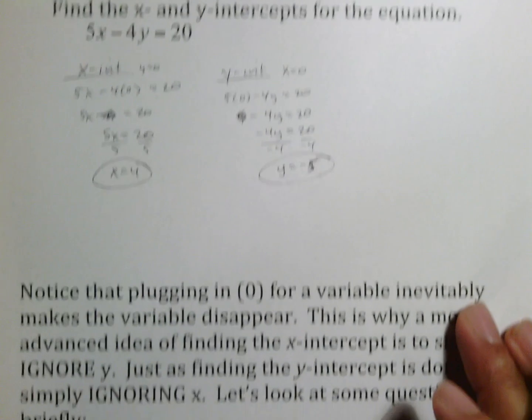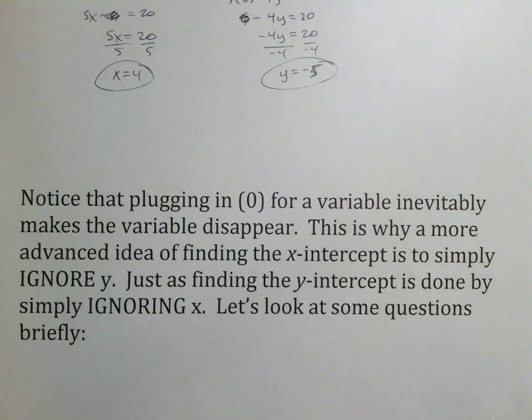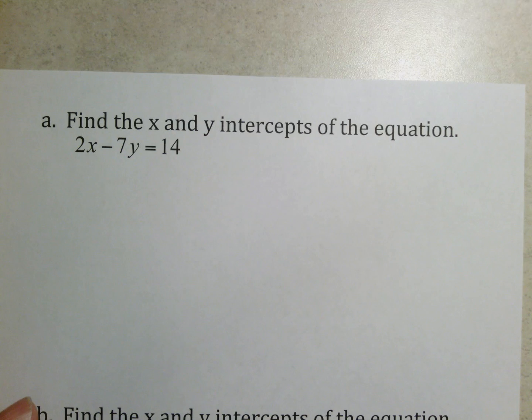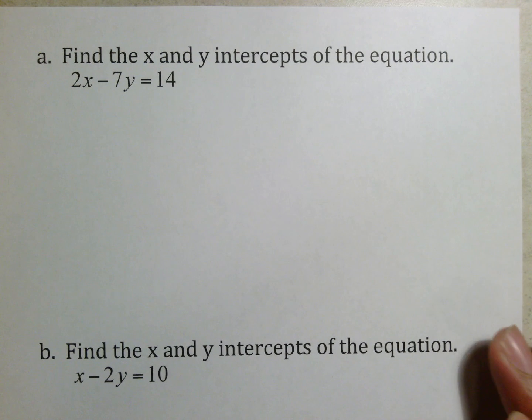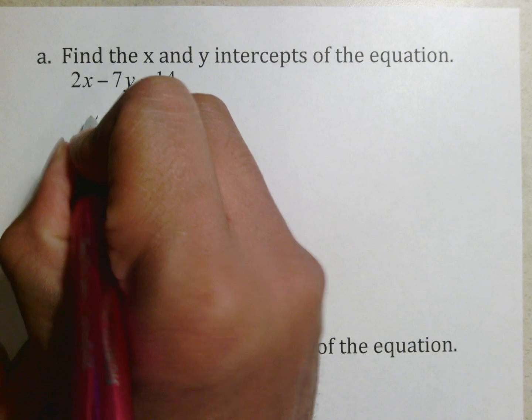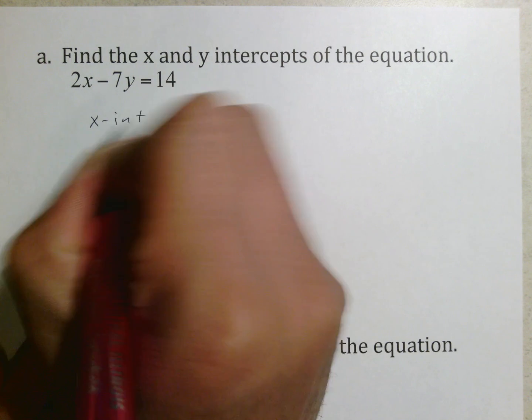It says, notice that plugging in 0 for a variable inevitably makes the variable disappear, and this is why a more advanced idea of finding the x-intercept is to simply ignore y. Just like finding the y-intercept is done by simply ignoring x. Let's look at some questions briefly with this advanced idea. Now, if this doesn't work for you, just go back to the first way I did it. But I think that if you learn how to do it this way, it's going to help you out a lot.